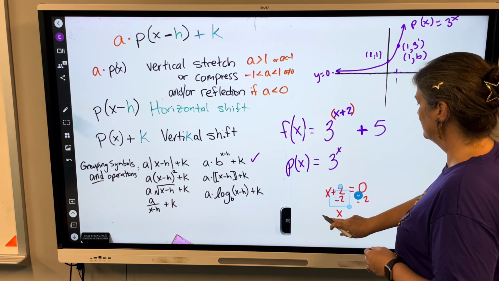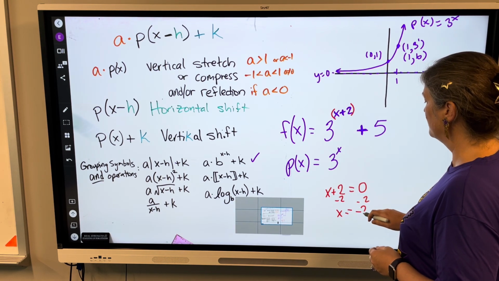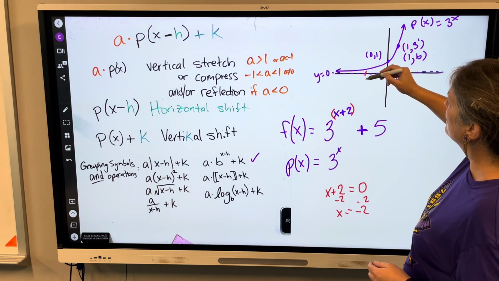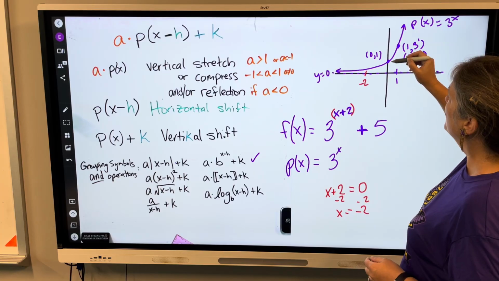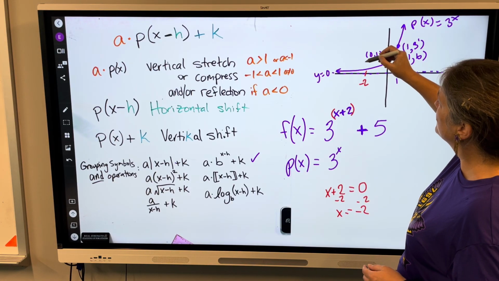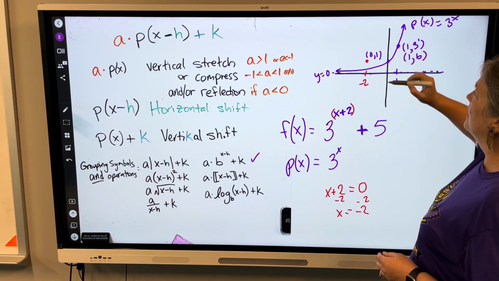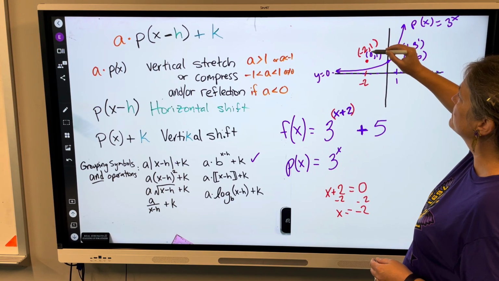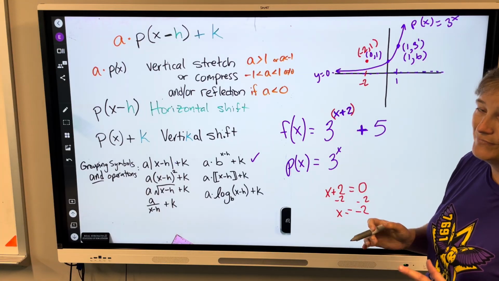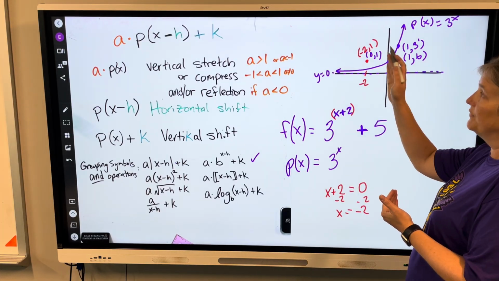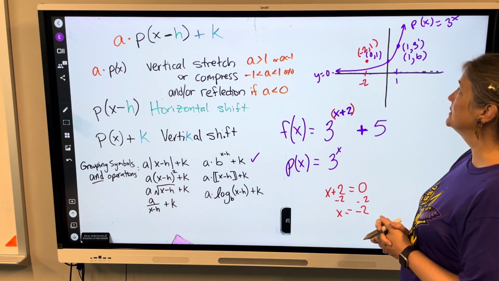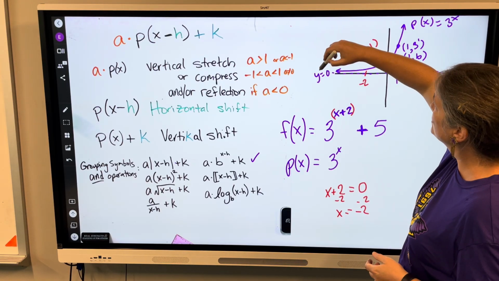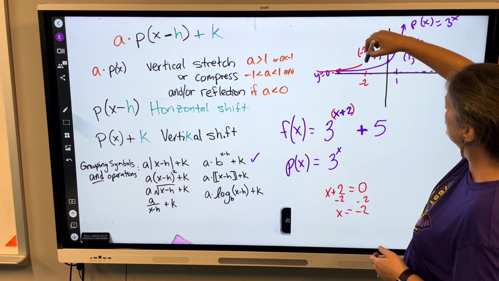I get x equals -2. So I have shifted to the left by 2. I'm going to come over here to -2, and this point is going to shift that way. And I will have now the point -2, 1. It's my new key point. Not the origin, but the previous x equals 0 solution. So this is my new key point. My whole function sort of shifted in that direction.